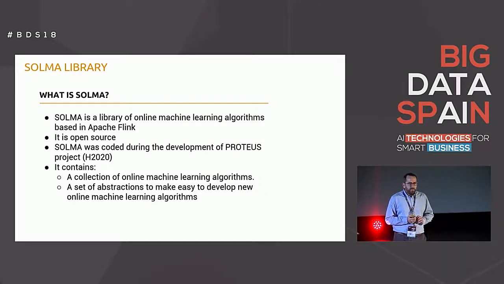It contains two important things. First, a collection of online machine learning algorithms, and a set of abstractions to make it easy to develop new algorithms with this premise. Soma has algorithms adapted to this paradigm. But how do we solve the problem of the parameter server?